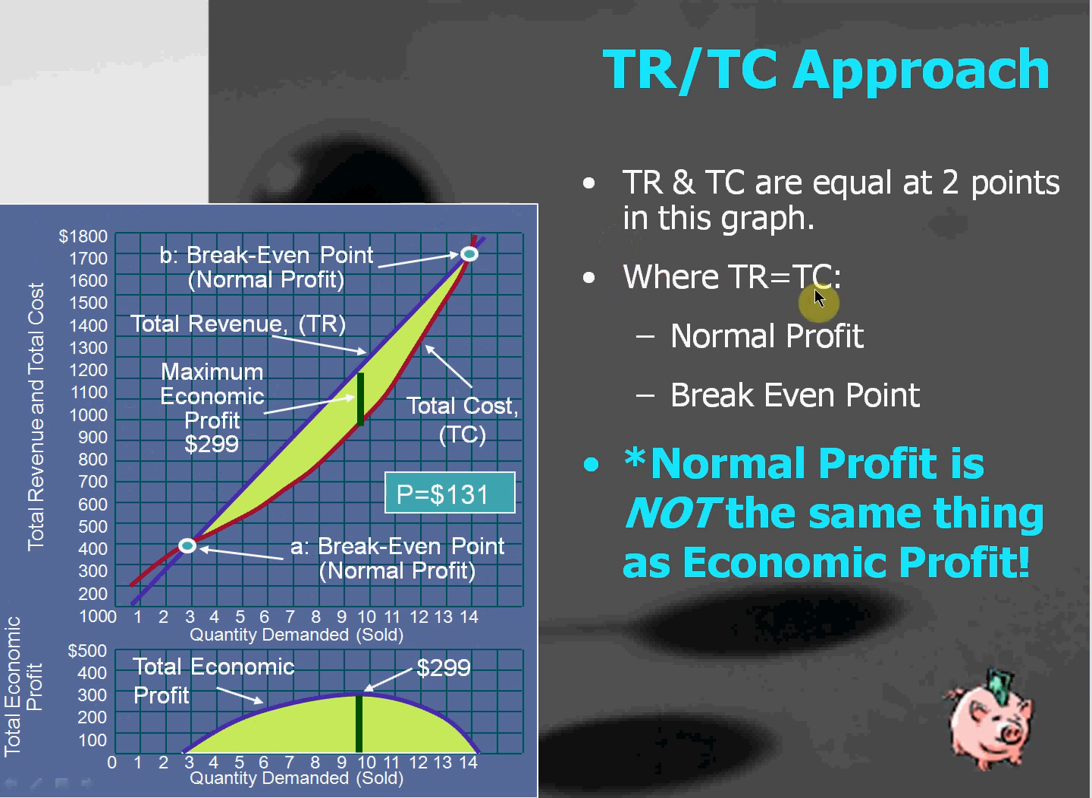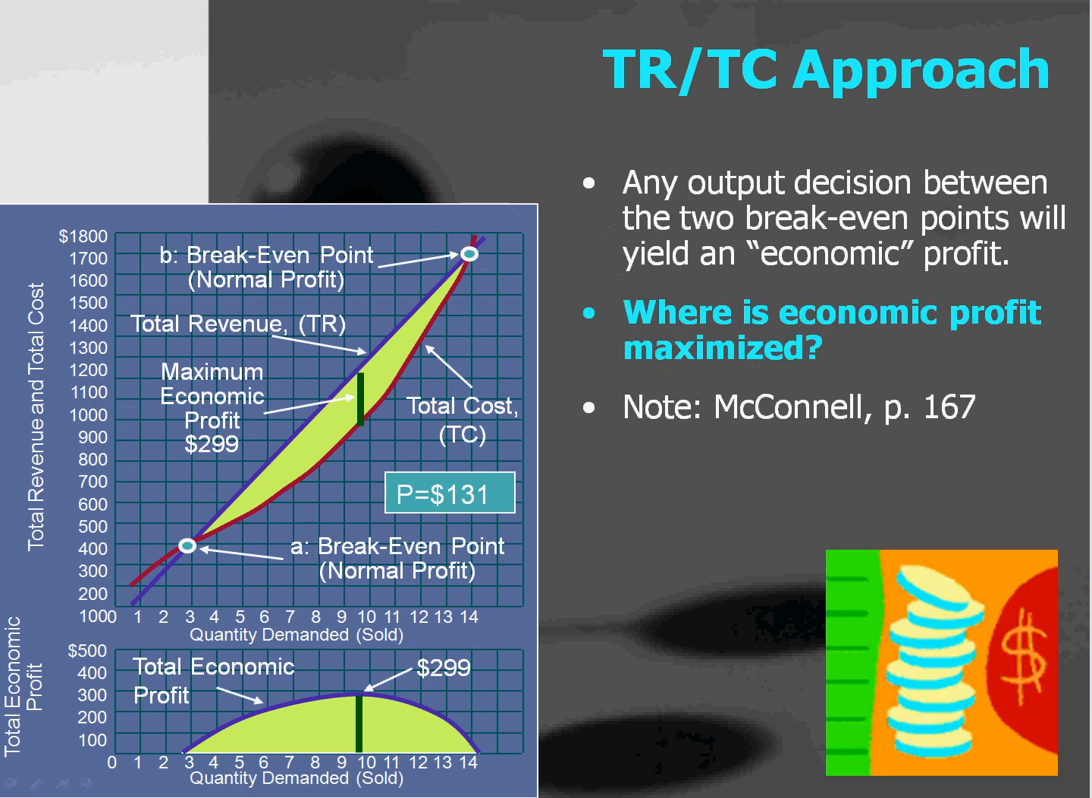Anywhere where total revenue is equal to total cost, we will find what is called a normal profit, or a break-even point. There are typically two break-even points in a structure as such. Very important to understand that normal profit is not the same thing as economic profit, and when you are asked to find the point at which profit is maximized, we're talking about economic profit. Any output decision between the two break-even points, anywhere in the green here, would yield some degree of economic profit. However, there's only one point at which this profit is maximized.